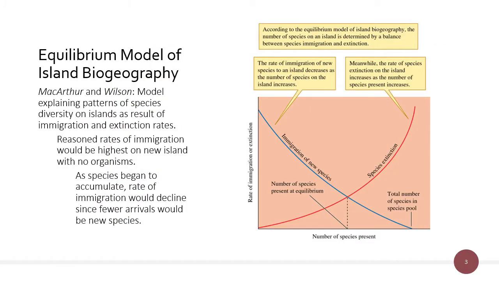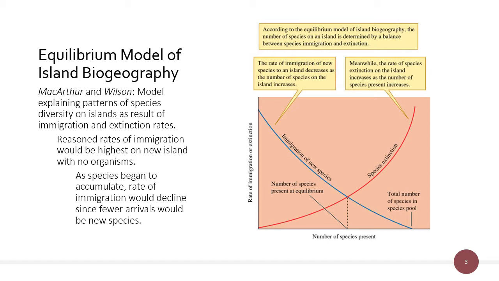The theory of island biogeography explains how many species you predict to have in an area as a balance between how many new species are coming into the island and how many existing species on the island are disappearing, becoming locally extinct. And so we're talking about immigration of a species, not of an individual, but immigration of a species that is not currently found on the island coming to the island.